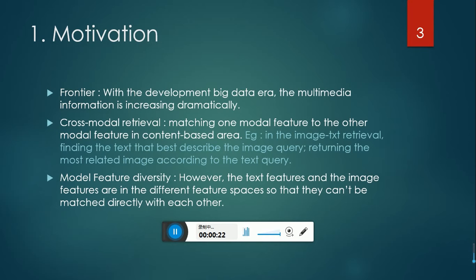With the rapid development of the internet and machine learning, the big data era is coming, and multimedia information is increasing dramatically. And you will ask me, what is cross-modal retrieval? Well, cross-modal retrieval is matching one modal feature to the other modal feature in the content-based area. For example, in the areas of image and text retrieval, I will give you the text that best describes the image query based on content, and I also return you the most related image according to the text queries.